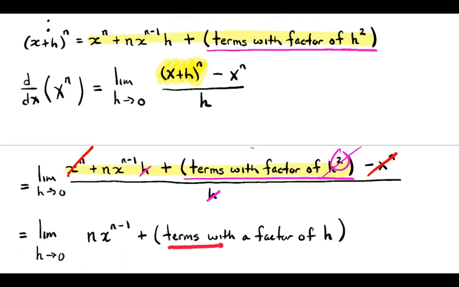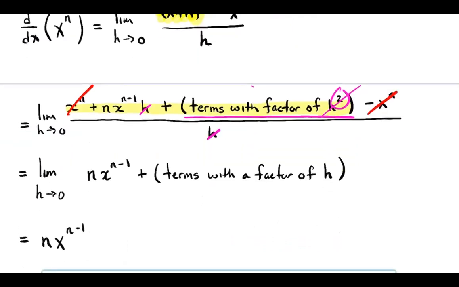And then in the rest of these terms, I would have at least a factor of h to the 1, because they all used to have at least 2 h's, but we canceled one of them. So there's at least one left. Okay, well, when you let h go to 0, there's no h's here at all, so that term's just going to stick around. Anything with an h in it, once you let h equal 0, is going to be gone, because anything times 0 is 0.